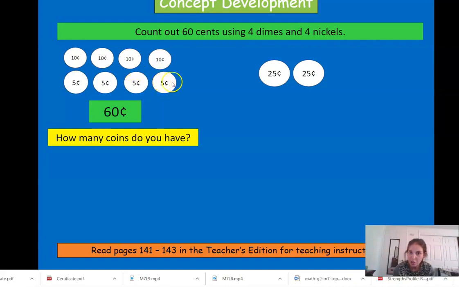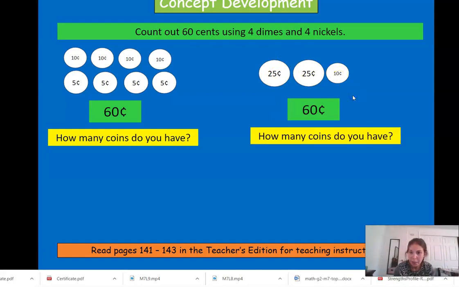Can we exchange 2 nickels for something? Is there a coin that is worth 10 cents? Oh, that's right, the dime. So we can use the dime, which is worth 10 cents. Look at that. 25, 50, 60. How many coins are here?